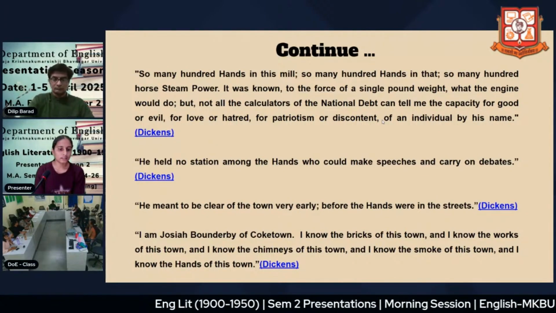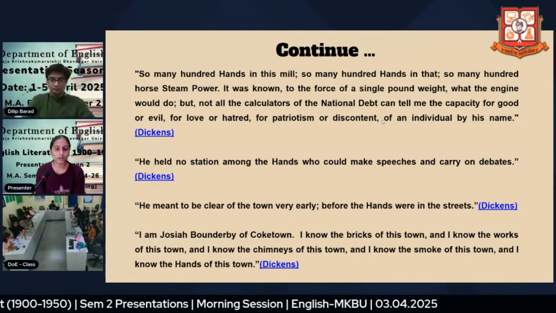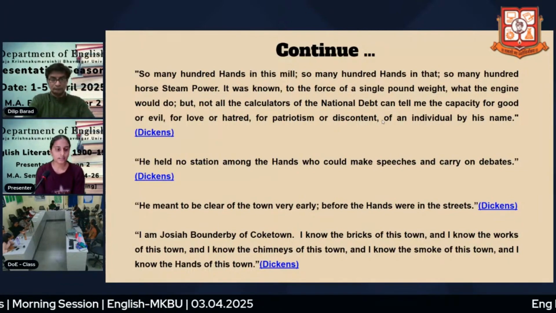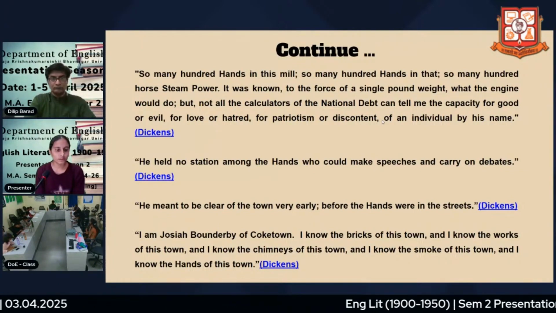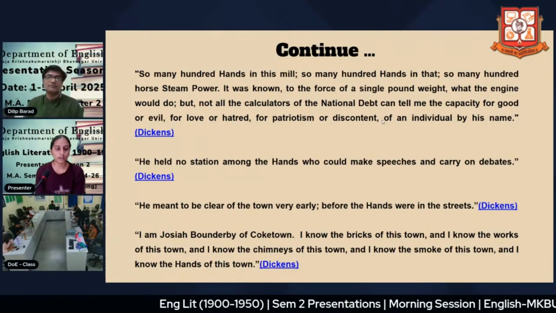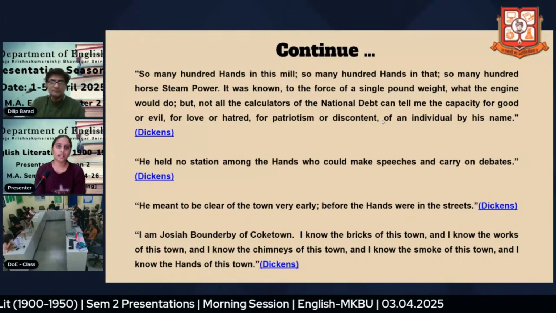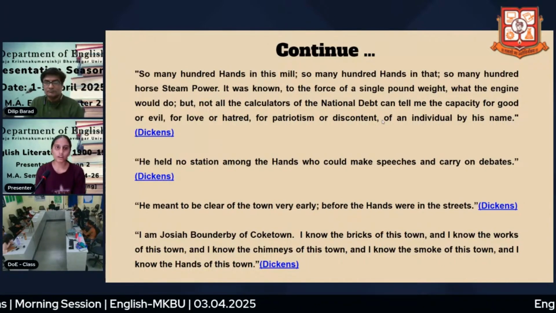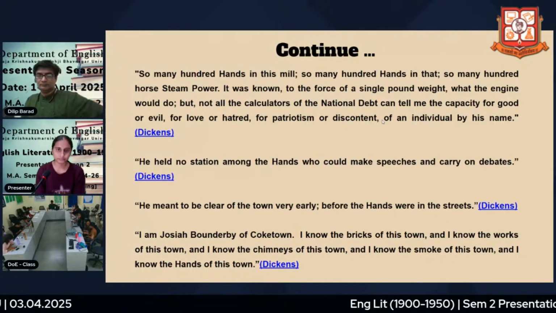And also this line: "He meant to be clear of the town very early before the hands were in the streets." Then here is one passage from Josiah Bounderby of Coketown. He believed that because he has money, he has the power to treat the hands as he wants.